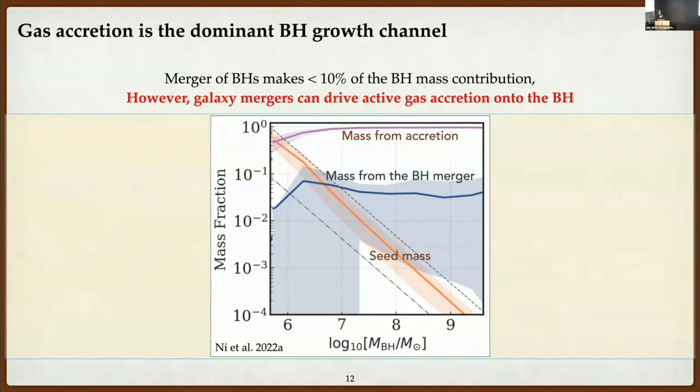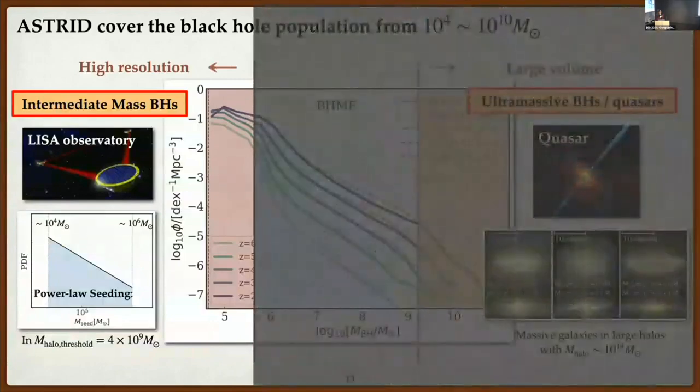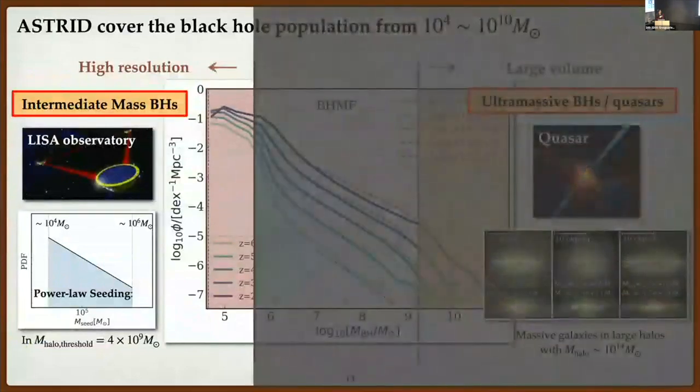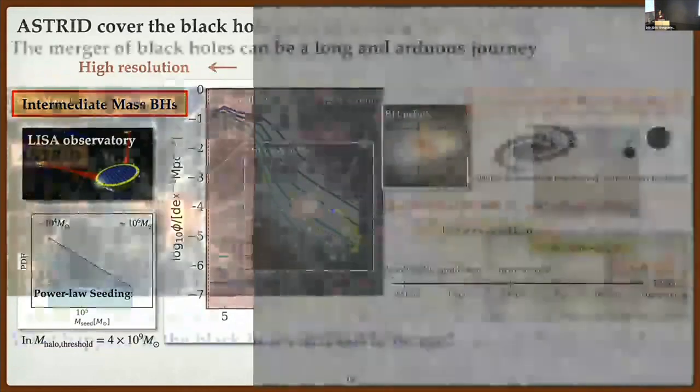Here is an analysis of the mass fraction of the black holes contributed by gas accretion, by black hole mergers, and from the seed mass. We can see that the pure black hole mass from the mergers themselves makes a subdominant contribution, while it's still the gas accretion that makes the dominant contribution to the black hole mass budget. I will quickly go through another side of this mass spectrum: the population of intermediate mass black holes and wandering black holes in ASTRID.